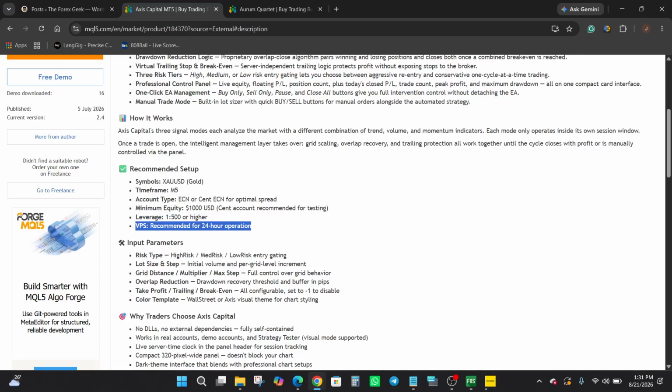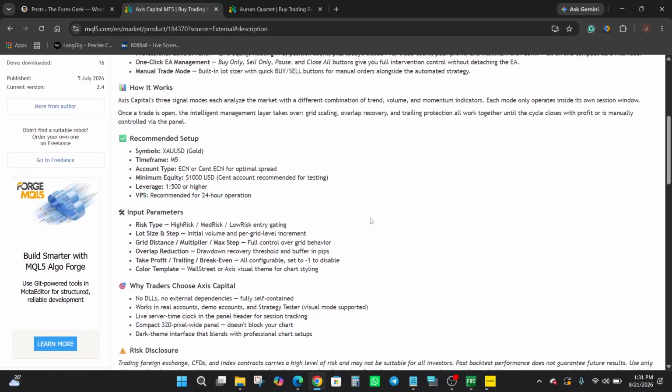The settings give you control over risk type, lot size, and grid increments, grid distance and multiplier, overlap, reduction thresholds, take profit, trailing, and break-even settings.